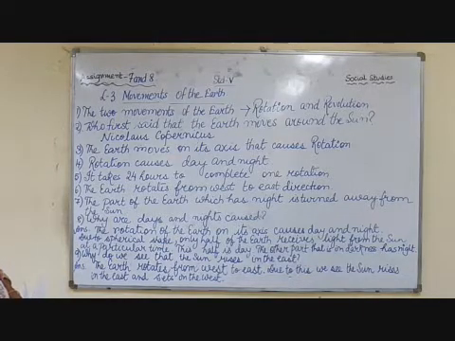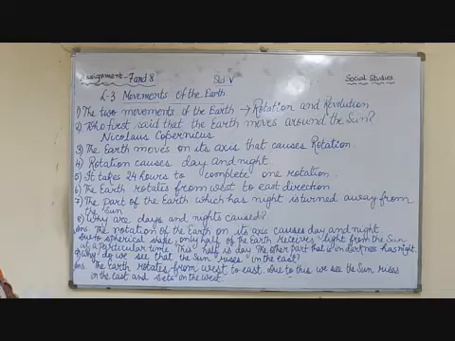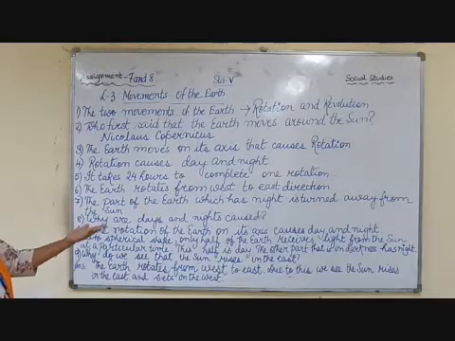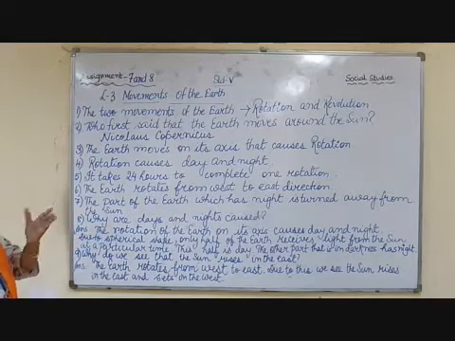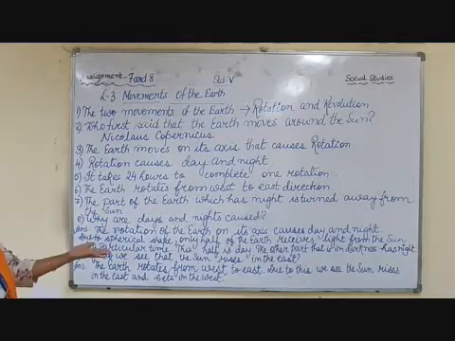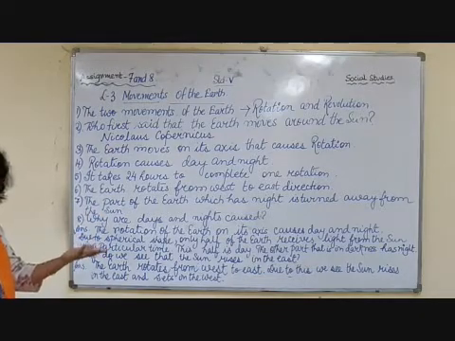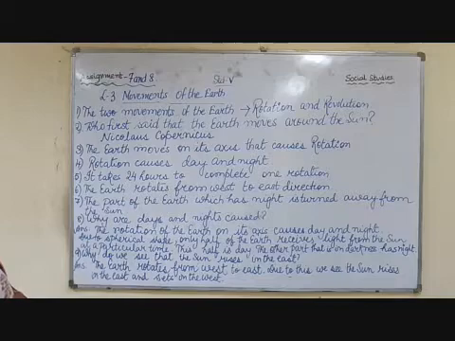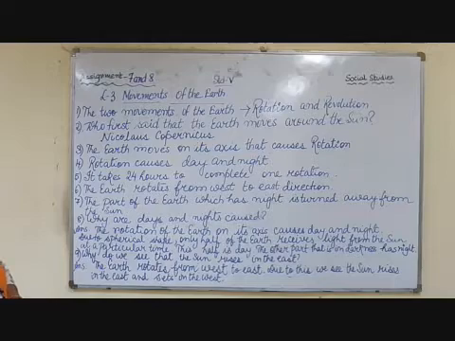Number 7, the part of the earth which has night is turned away from the sun. So if it is night time, it is turned away from the sun, and now as we are having daytime, it is facing towards the sun. Number 8, why are days and nights caused? The rotation of the earth on its axis causes day and night.